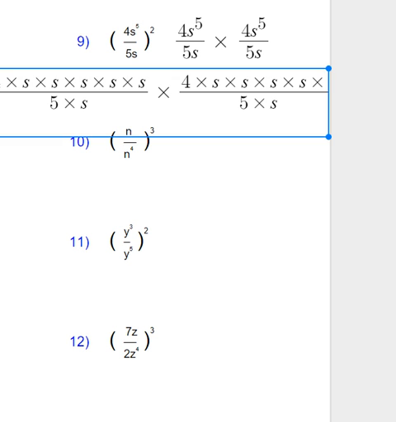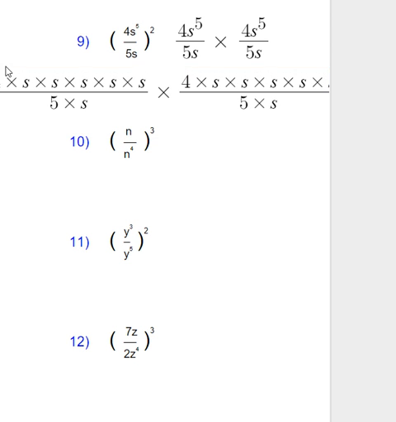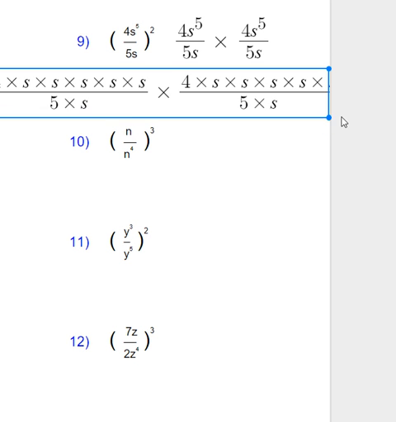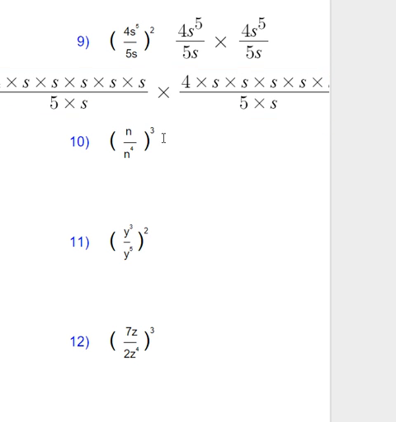Now look. 4 over 5 cannot be simplified. They don't have a common factor. 5 is prime and 4's only factor is 2. So we can't simplify 4 over 5. So I'm going to go ahead and multiply just the numbers. 4 times 4 for the numerator.